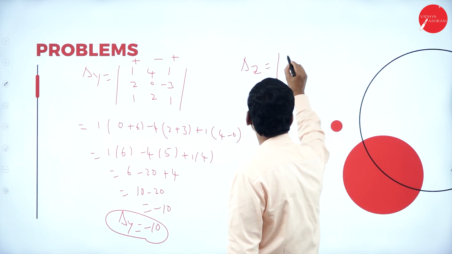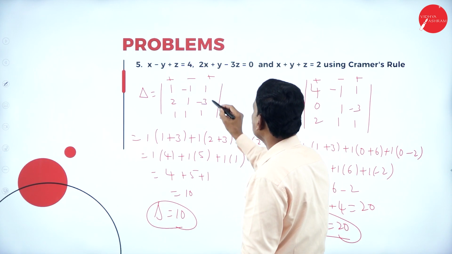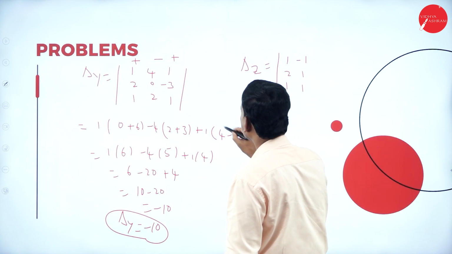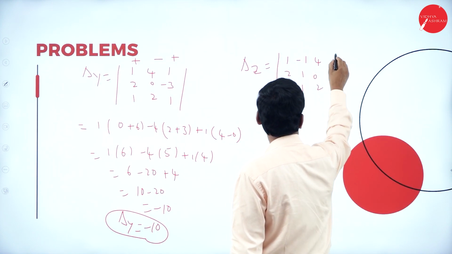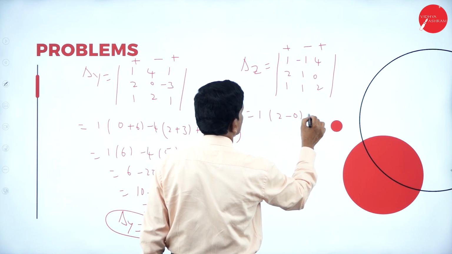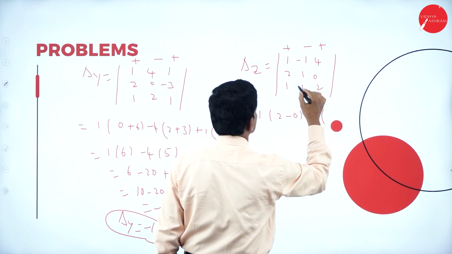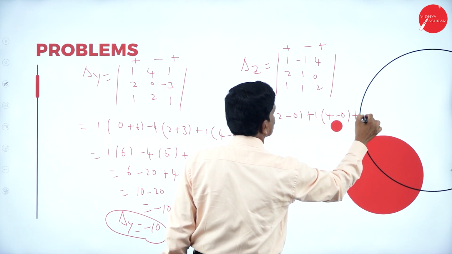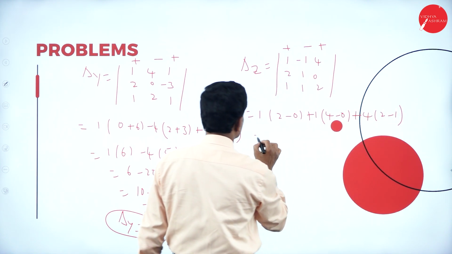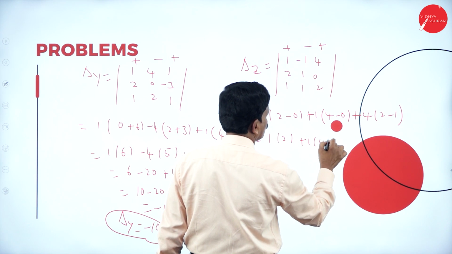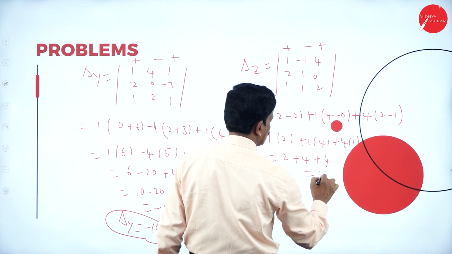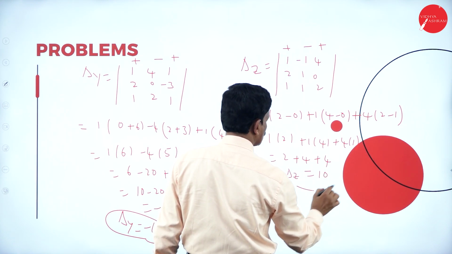Delta z, first column is the same, 1 2 1, and the second is minus 1, 1, 1, and the last column is replaced by 4 0 2. So this is equal to plus, minus and plus: 1 into 2 1s are 2 minus 0, minus into minus plus 1 into this is gone, 2 2s are 4 minus 0 plus 4 into this row and column is deleted, 2 1s are 2 minus 1. So 1 into 2 plus 1 into 4 plus 4 into 1. So 2 plus 4 plus 4 that is equal to 10. So delta z is equal to 10.